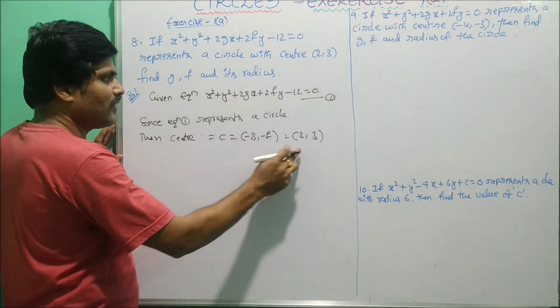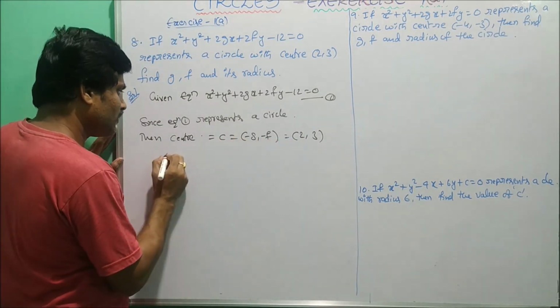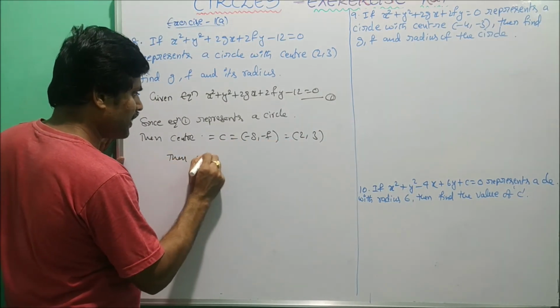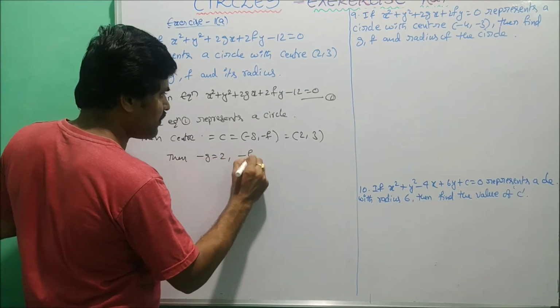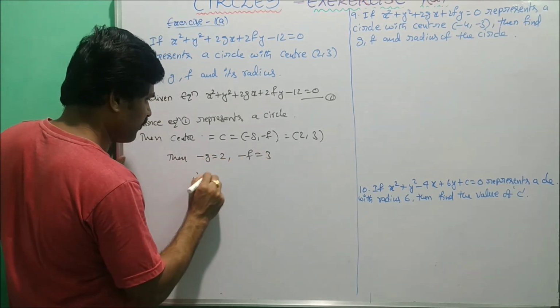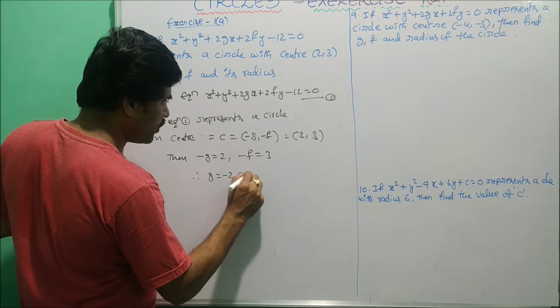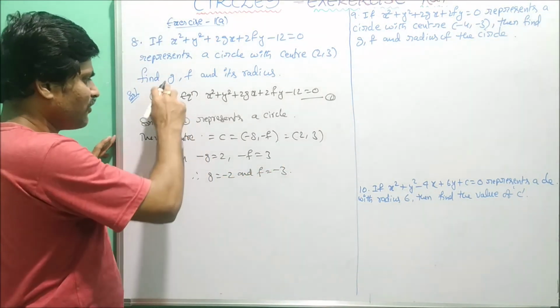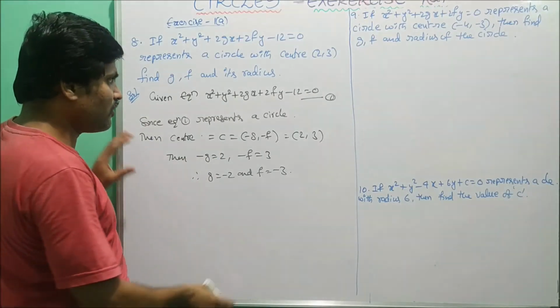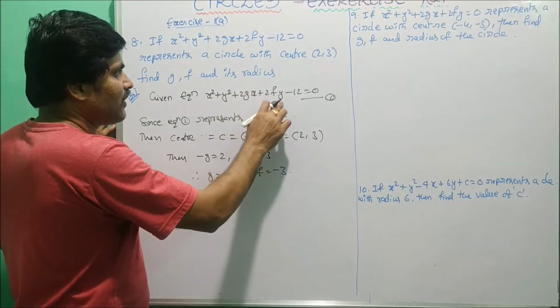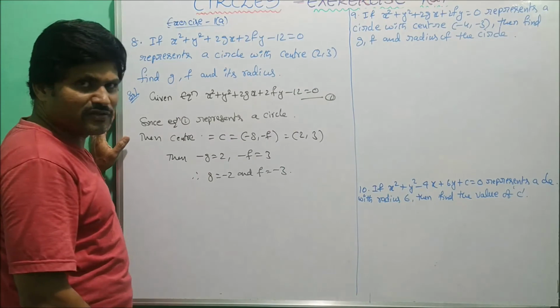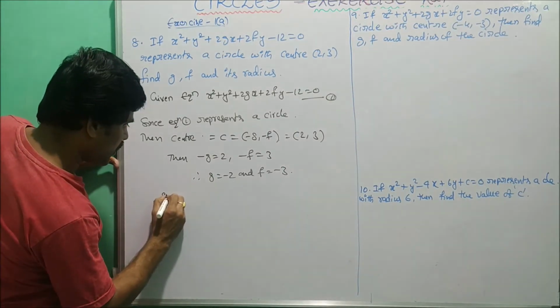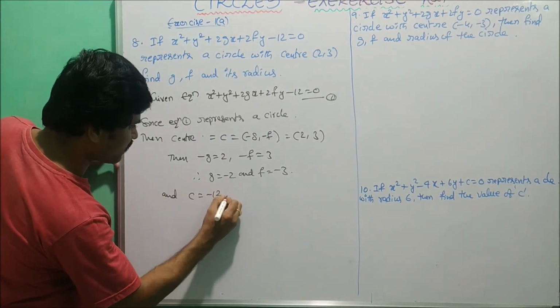Now equating the centers, minus g equals 2 and minus f equals 3. Therefore g equals minus 2 and f equals minus 3. These are the values of g and f. And also in the given equation, the constant c equals minus 12.